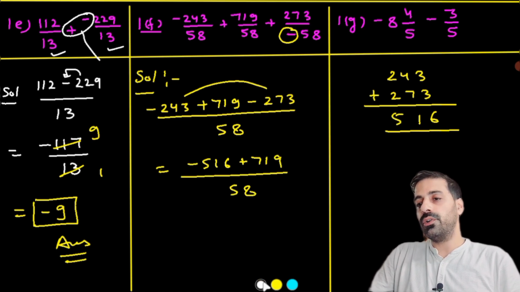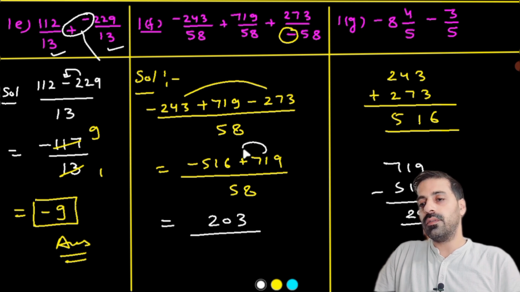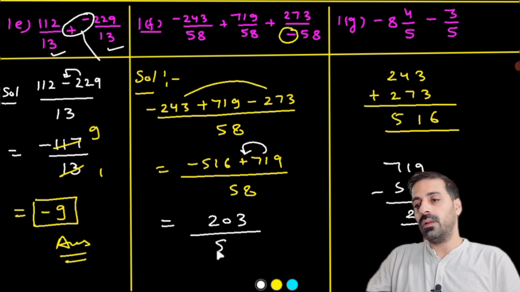Now what do we do? 516 and we subtract 179, so we have 337. Because here the negative number is greater, the final answer is negative upon 58, and this is the answer of this question.